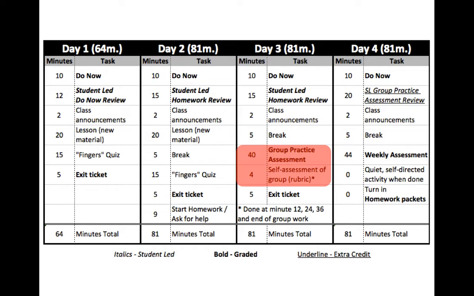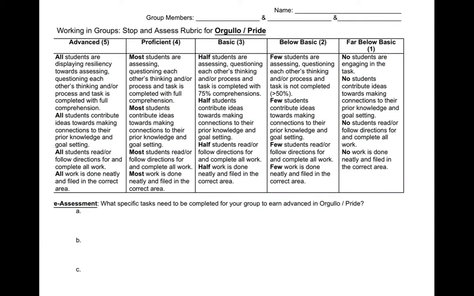Every time I do group work, we go through an assessment. We go through a pre-assessment. I have 1 for each of the various values of our school. Our school had 3 values. One of them is orgullo, or pride. Right here is what a group would need to do to demonstrate that they are advanced in the level of orgullo, or pride.